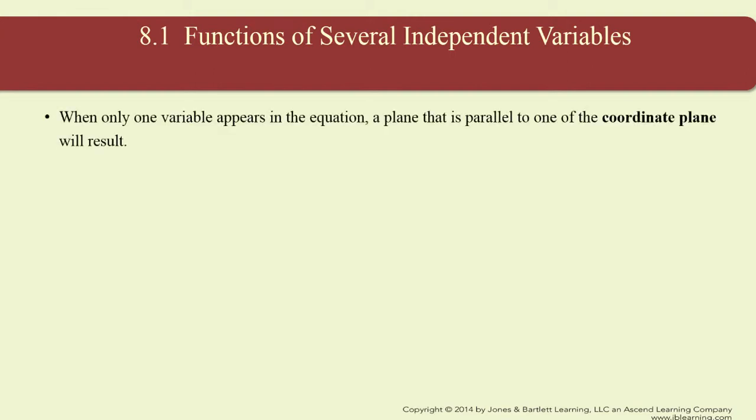When only one variable appears in your equation, a plane that is parallel to one of the coordinate planes is going to result. So here's what I really want you to know. We have 3 coordinate planes. The xy plane, that's like the floor. The xz plane, that's like one of the walls. And the yz plane, maybe that's like the front board in the classroom.